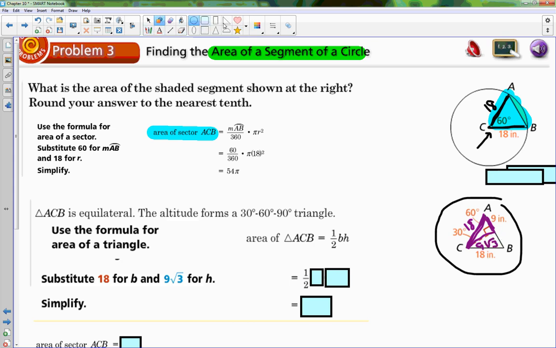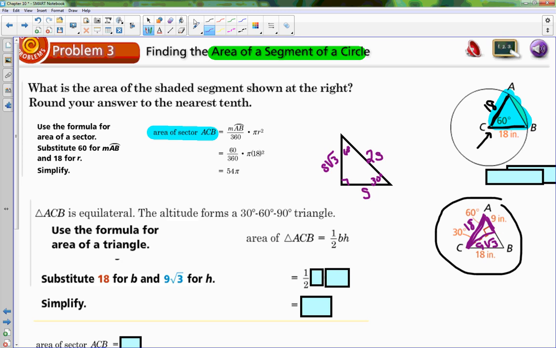And let me put up a 30, 60, 90 triangle for you guys so you can remember. This is something that has come up a couple of times. So I have a short side. I have a hypotenuse, which is 2 times the short side. That's for a 30, 60, 90 triangle. And then my longer side is the short side times the square root of 3. So in this scenario, I have 18 as my hypotenuse. I have 9 as my short side because it's half of 18, and then I have 9 root 3 as my height of my triangle.